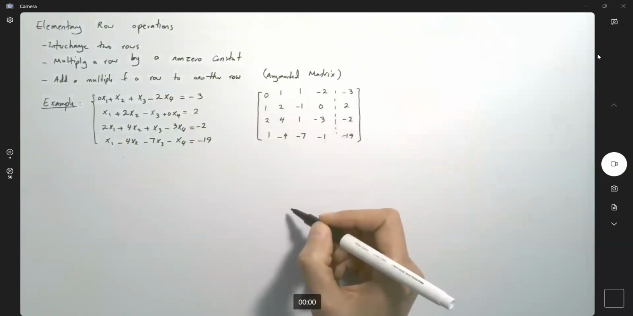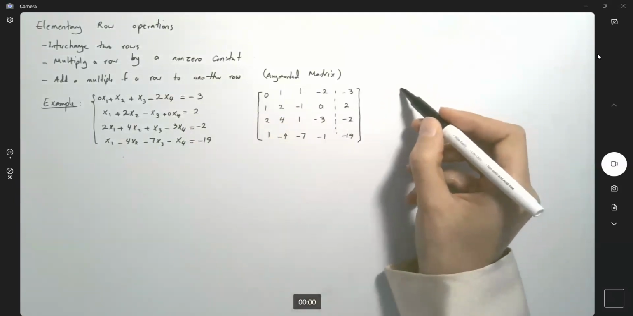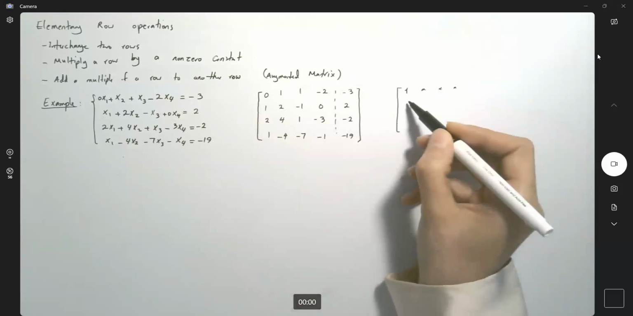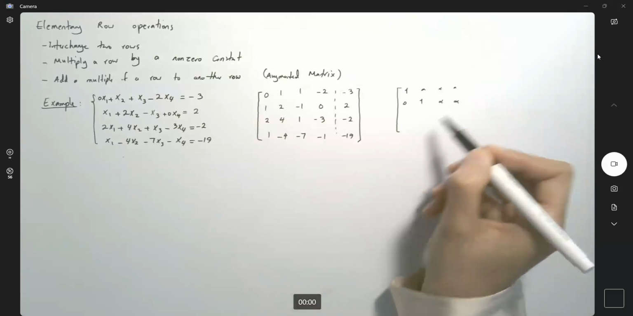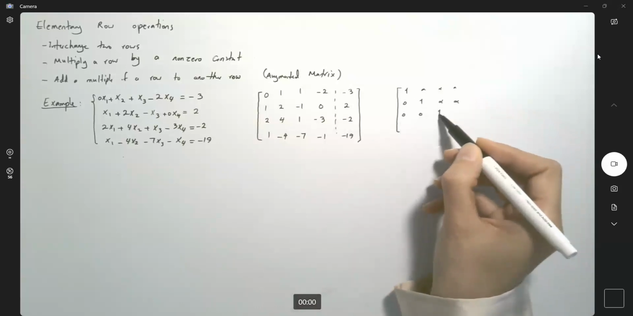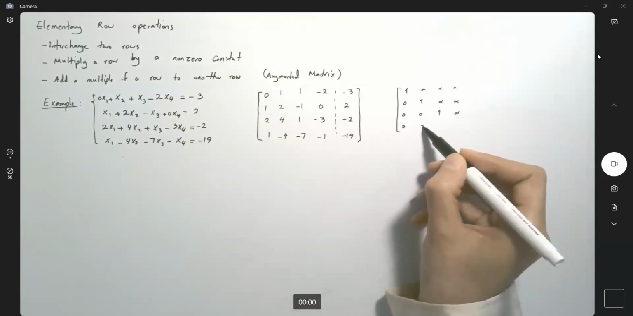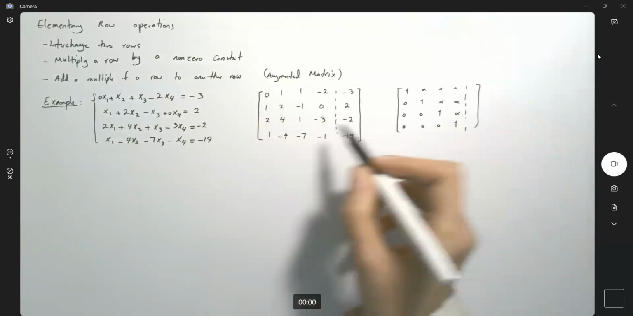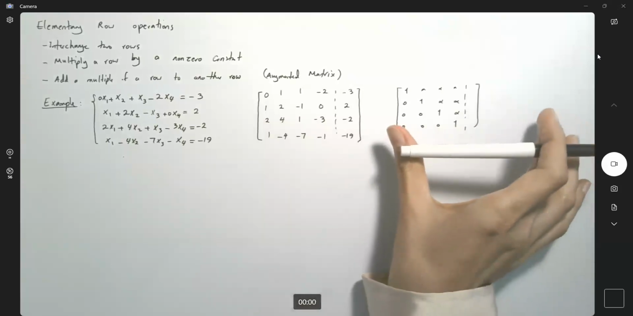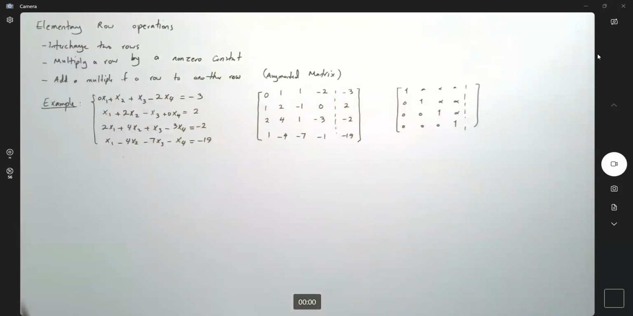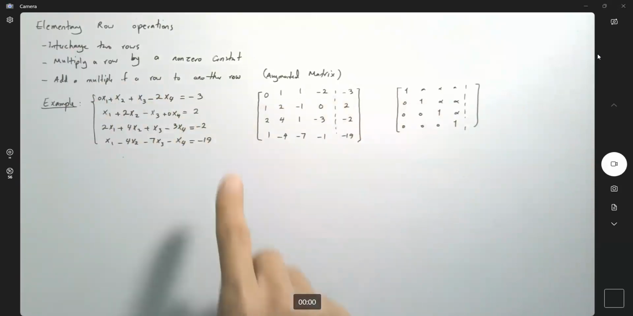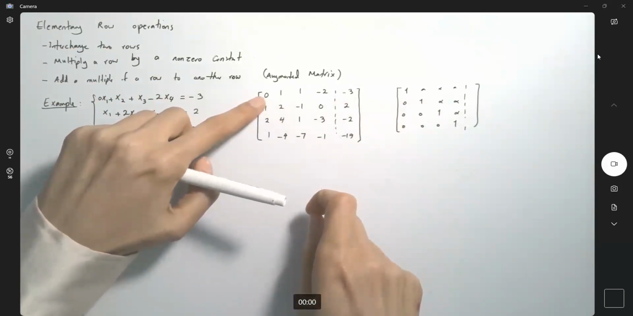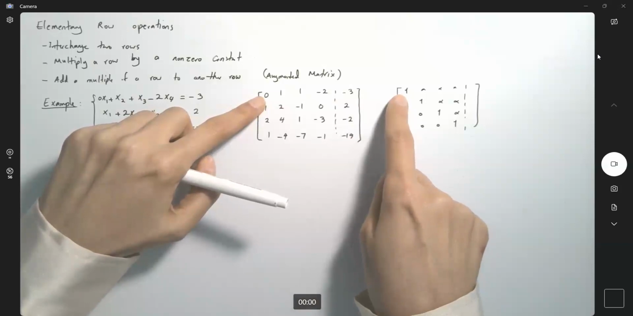Remember that we try to have a matrix of this form. 1 with some elements, 0, 1 with some elements, 0, 0, 1 with some elements, 0, 0, 0, and 1. So this is our goal. We want to convert this matrix to this form using the operation that we learned before. What we see here, the very first element, leading coefficient is not 1, it is 0. It must be 1. So what are we going to do?